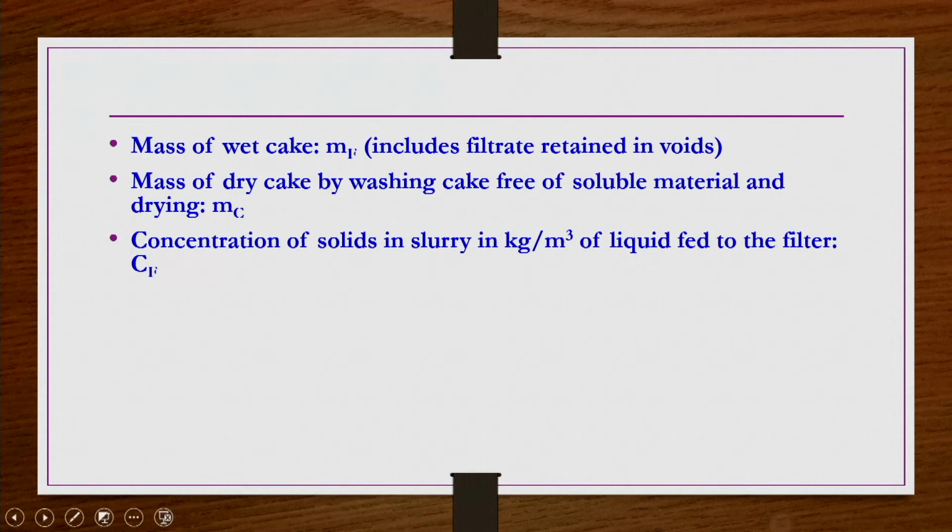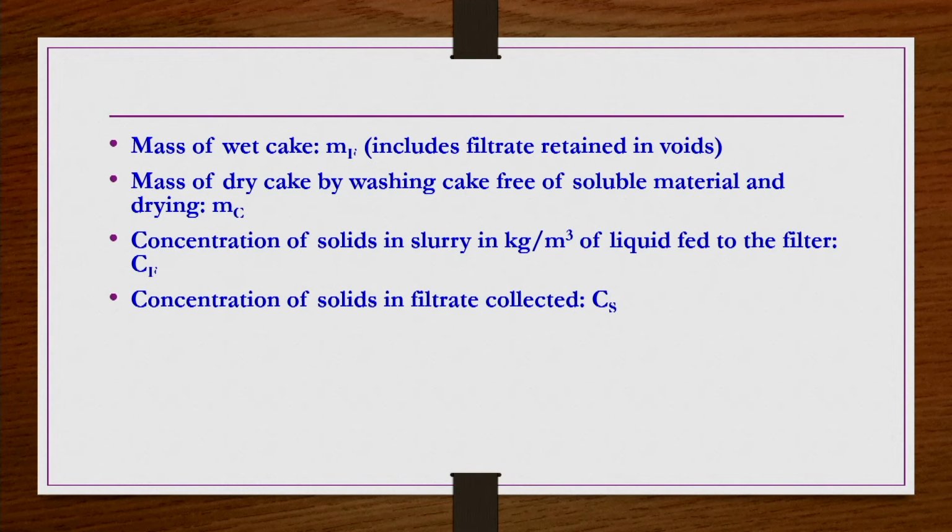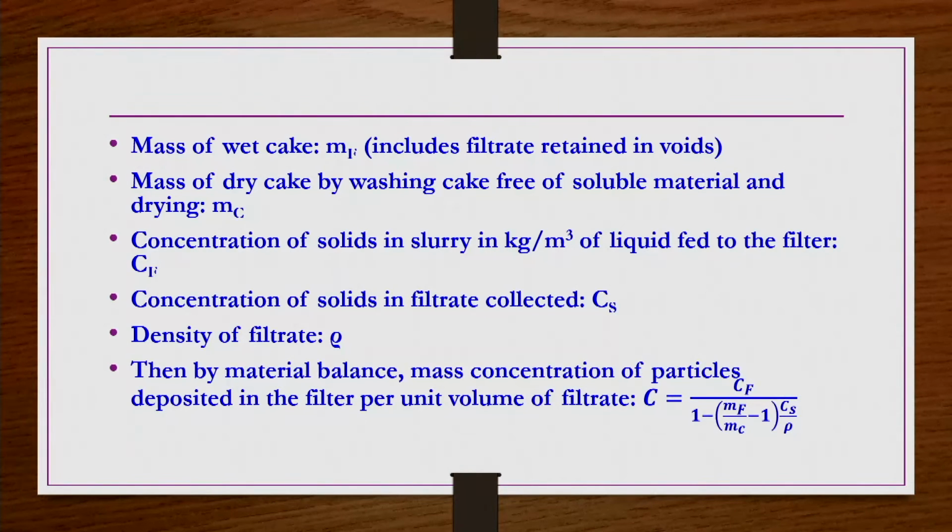Then the concentration of solids in the slurry, in kg per meter cube of liquid fed to the filter medium, is C. If the concentration of solids in the filtrate collected is CF, CS is the concentration of solids, and the density of filtrate is rho, then by material balance and simplification you get C equals CF divided by 1 minus (MF by MC minus 1) CS by rho.